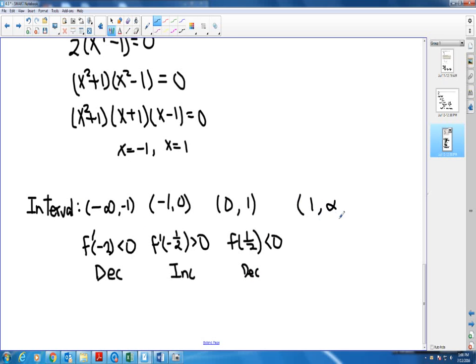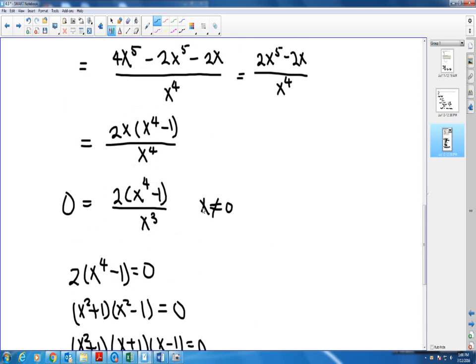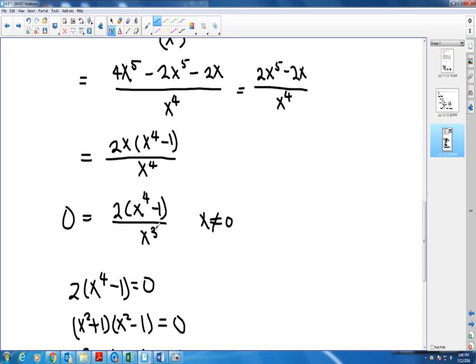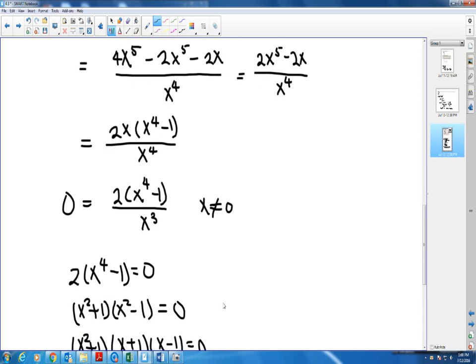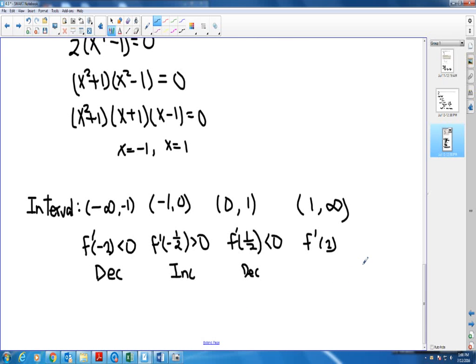From 1 to infinity, if I use +2 this time for f prime, substitute 2 into my function. I can do it on this one too. I think that would be positive, so that part is increasing. So here are the intervals that are increasing or decreasing.